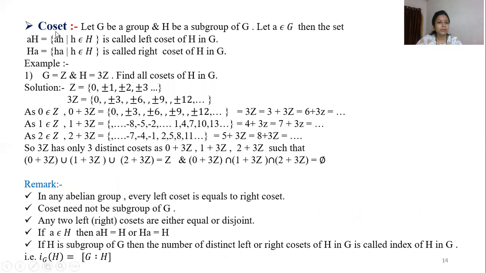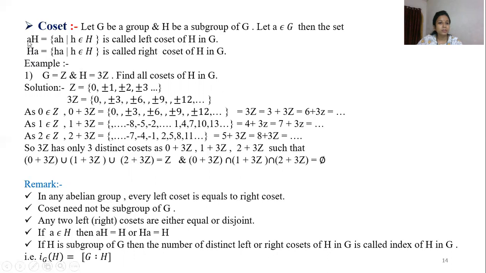Now, next we are going to see cosets. Another important point, coset. What is a coset? Suppose G is any group and H is a subgroup of G. In order to define a coset, we require a group G and a subgroup H of G. Consider any element a belonging to G. Then aH is the set of all ah, where h belongs to H. This is called the left coset. Similarly, Ha, the set of all ha where h belongs to H, is called the right coset of H in G.